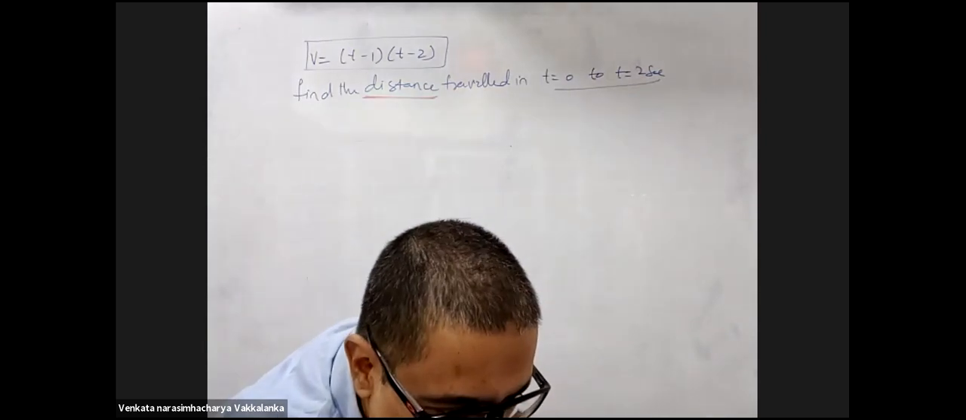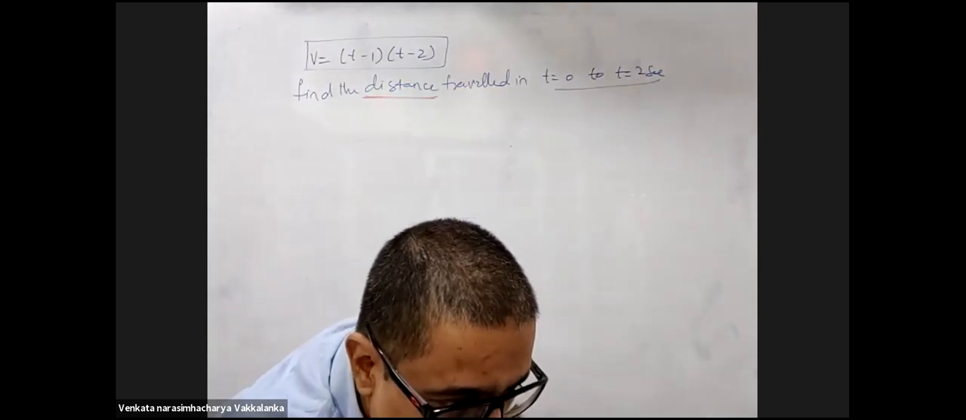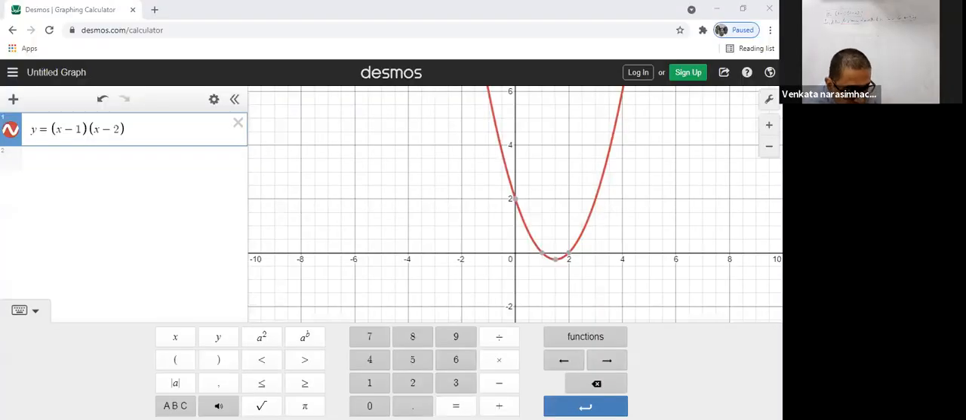I'll first show you people the graph. Just give us 2 minutes, sir. This is the graph for y equal to t minus 1 into t minus 2. I'll give you 2 minutes, no hurry. So I just gave you a hint. But this is velocity time graph, not speed time graph. This is velocity time graph.